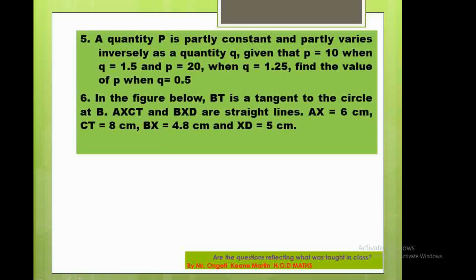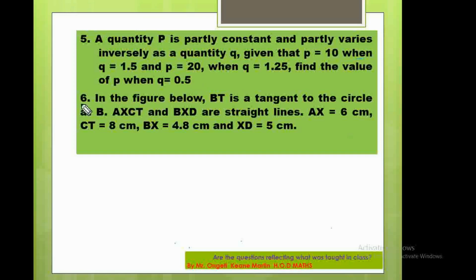Okay, question number 5. In question number 5, we have a quantity P that is partly constant and partly varies inversely as a quantity Q. Given that P is equal to 10 when Q is equal to 1.5 and P is equal to 20 when Q is equal to 1.25, find the value of P when Q is equal to 0.5. So you can work that out and put it down.